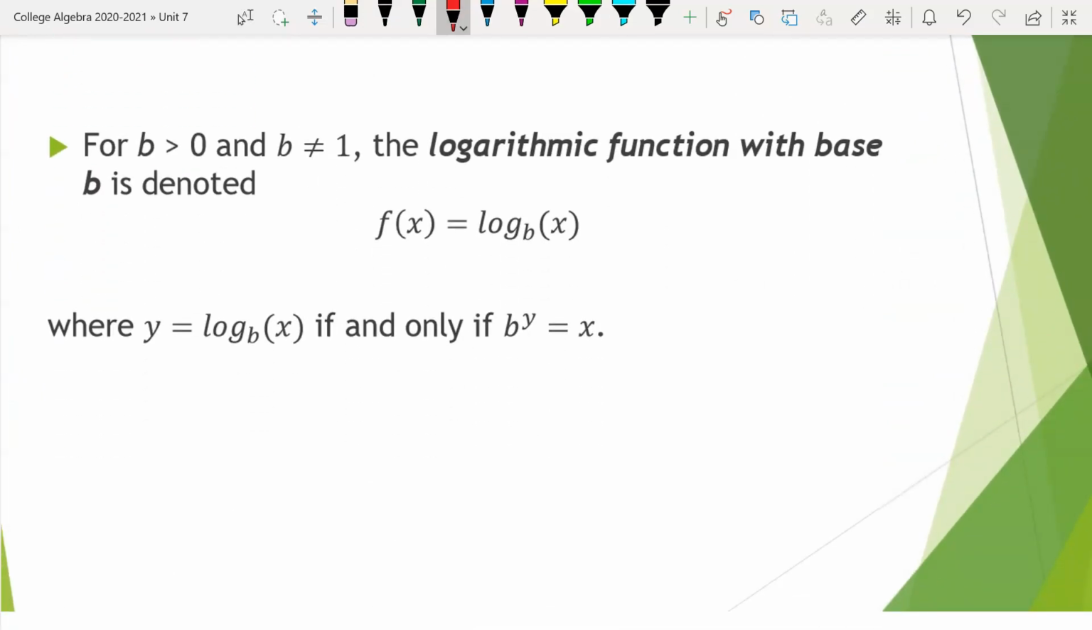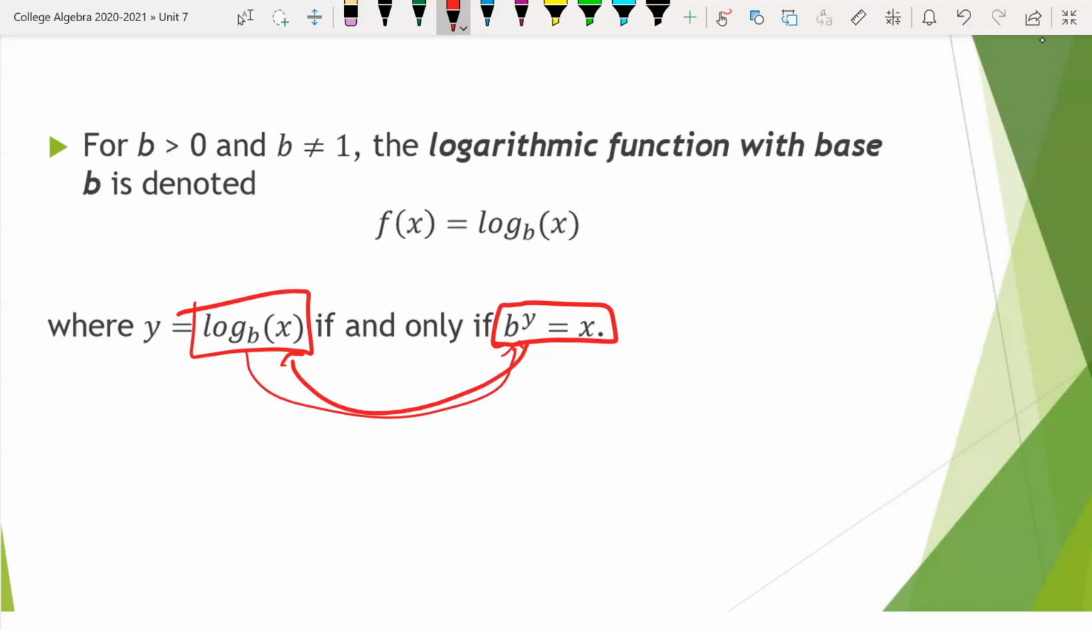When we do a log function, b is greater than 0 and b cannot be 1. The base is denoted b. So it says f of x equals log base b of x, where y equals log base b of x if and only if b raised to the y power equals x. So this is very important that you know how to rewrite these. This is the same thing as this. Notice the base becomes the base of an exponential problem. What it equals becomes the exponent, and then whatever is inside the log is what it equals when it's an exponential function.